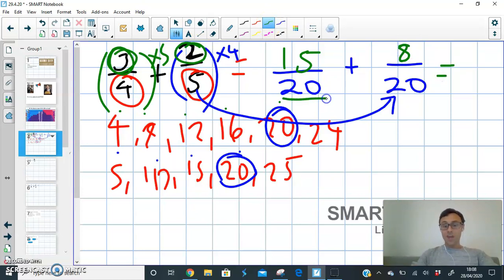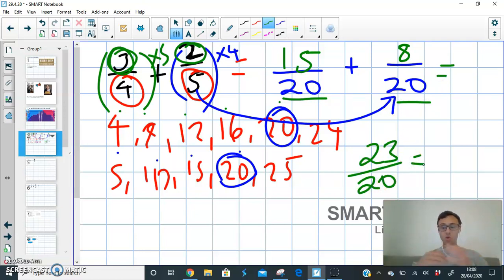Now that I've got the same denominators, I can add them together. 15 add 8 is 23 out of 20, which is fine, but it's top heavy. It's what we call an improper fraction. So I can make that into a mixed number. How many 20s go into 23? 1, with 3 out of 20 left. So it's 1 and 3/20.